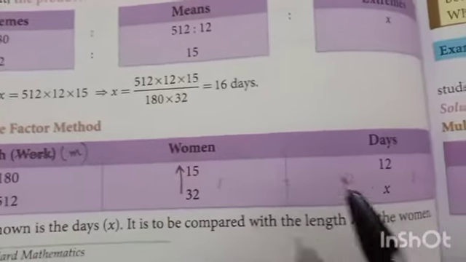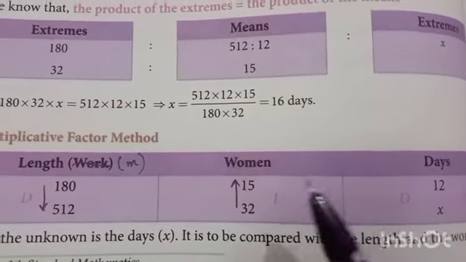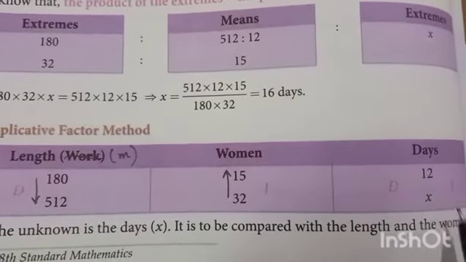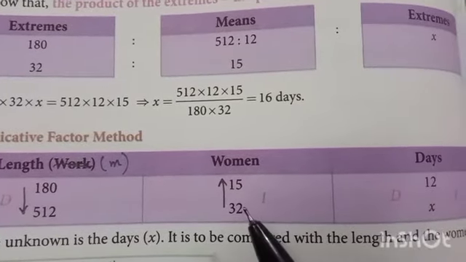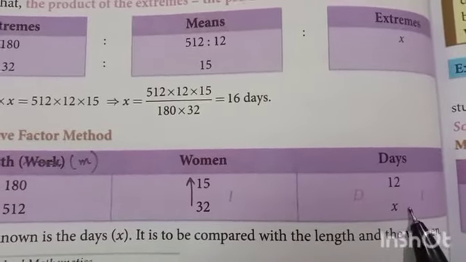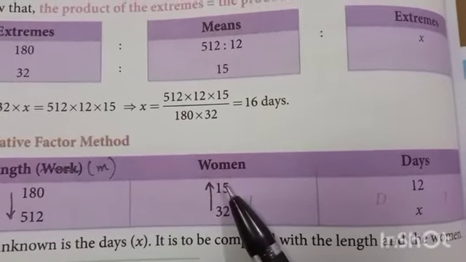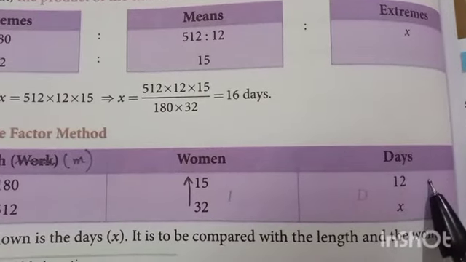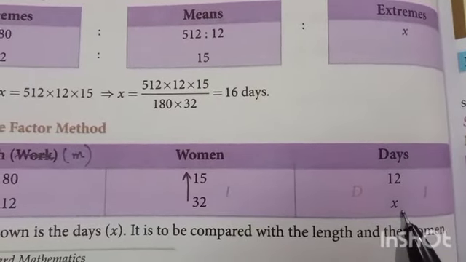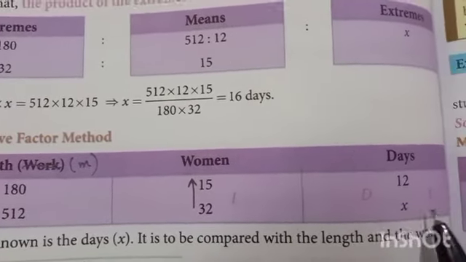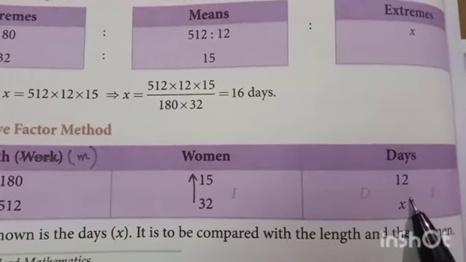Okay, next you have to compare the number of women and days. The number of women increases, so the number of days, how is it? Decrease. When more members are working together, the time taken reduces. So 15 women working in 12 days, the number of women increases, the number of days decreases. Women increase, days decrease. So it is inverse variation.